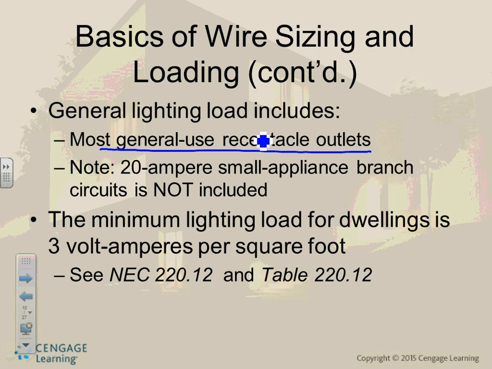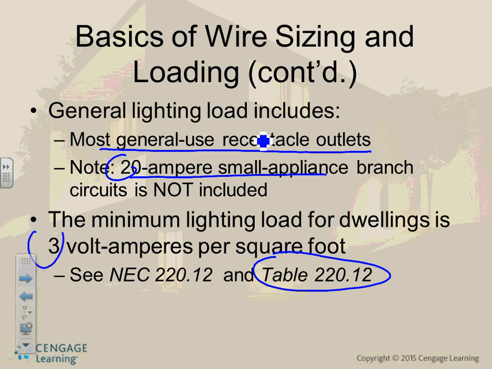So we'll talk about this one, guys. There will be general use receptacles, and there will be the 20 amp receptacles, the 20 amp branch circuit, called the small appliance branch circuit. We'll talk about these in detail. Now, how do you find how many general purpose lighting and receptacles you need in a house? Very simple. Do me a favor, go to Table 220.12, please, 220.12. The NEC code book, we have been there, guys.